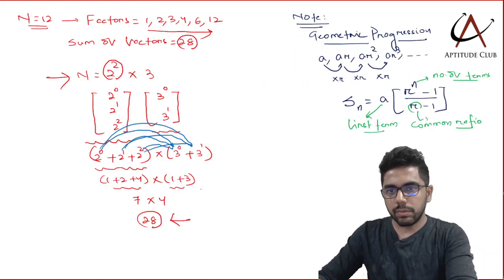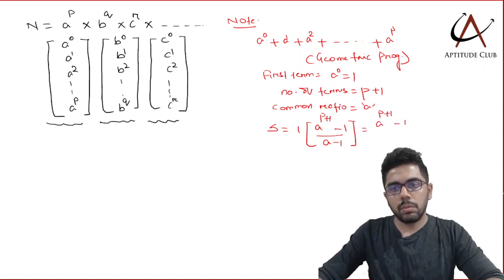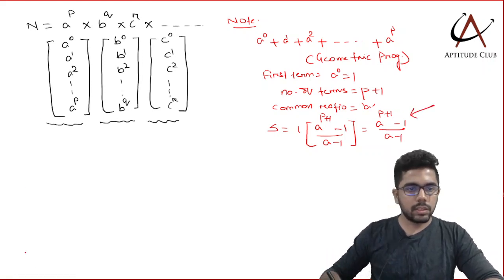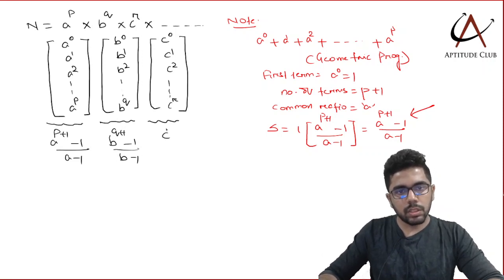So I can write the sum. यहाँ पे sum का formula क्या था? First term, in this case it is 1, whole into common ratio, which is a to the power number of terms. यहाँ पे number of terms is p plus 1, minus 1 by a minus 1, which simply becomes a to the power p plus 1 minus 1 by a minus 1. So we'll apply this in this case. यहाँ पे sum इसका क्या आ गया? That this is a to the power p plus 1 minus 1 by a minus 1. Here the sum will be b to the power q plus 1 minus 1 by b minus 1. Here the sum is c to the power r plus 1 minus 1 by c minus 1.